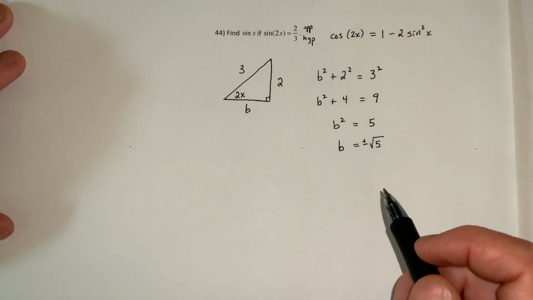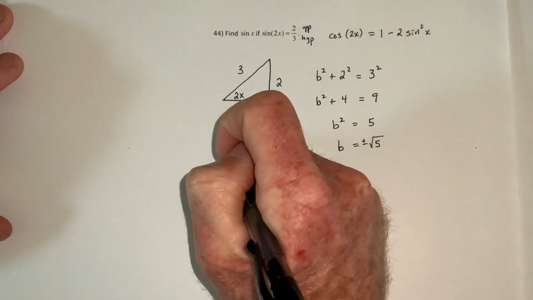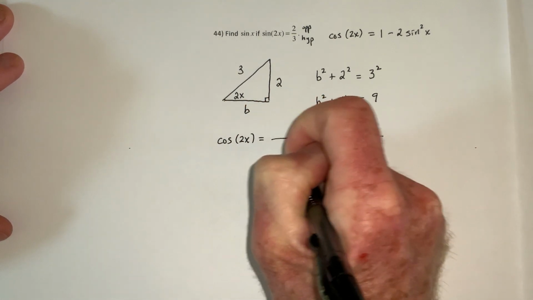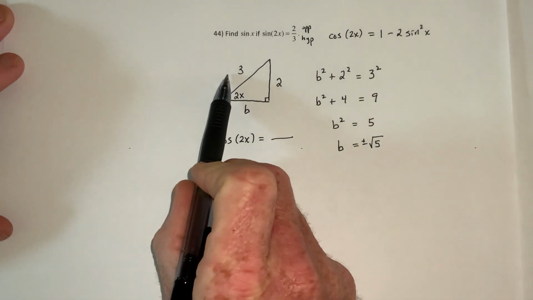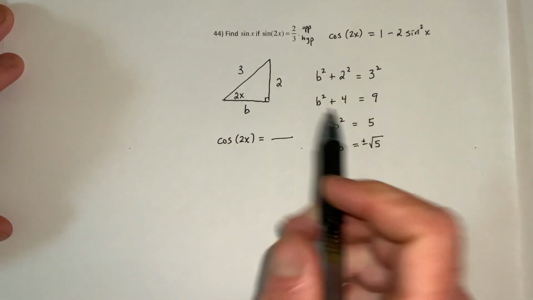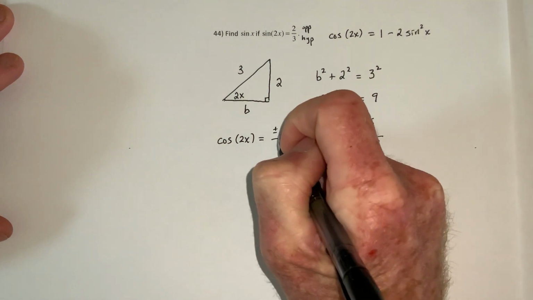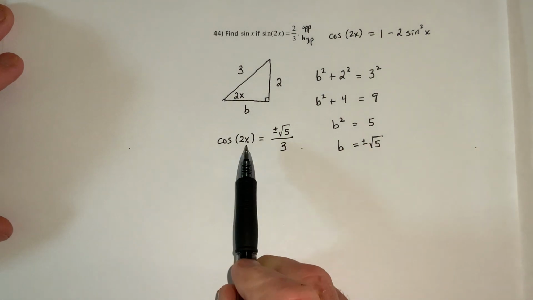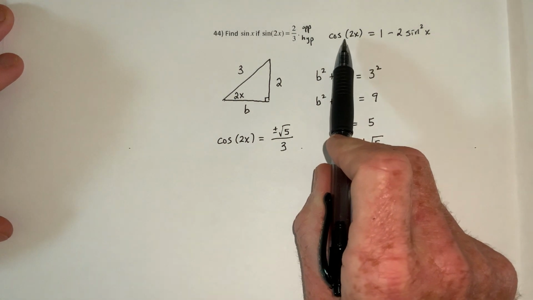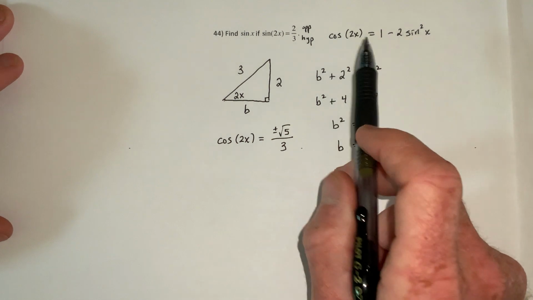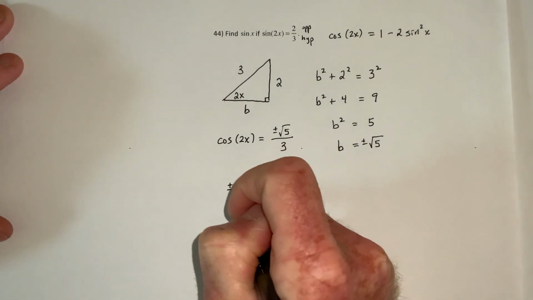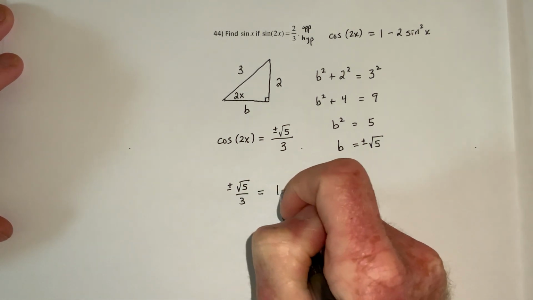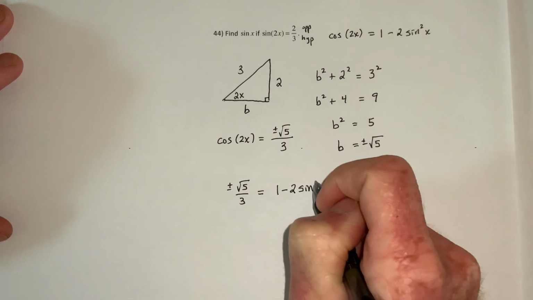Okay, so then we could figure out what cosine is equal to. So cosine of 2x is equal to adjacent over hypotenuse. So that would be the b divided by 3. So plus or minus the square root of 5 divided by 3. Now take this and put it into this formula right here in place of cosine of 2x. So then we would have plus or minus the square root of 5 over 3 is equal to 1 minus 2 sine squared x.